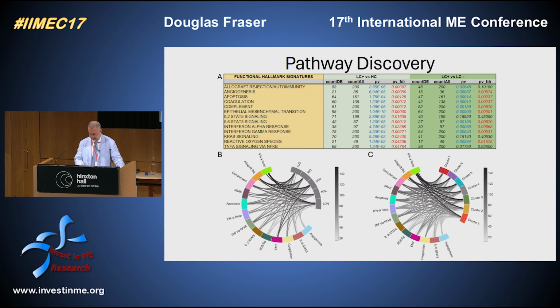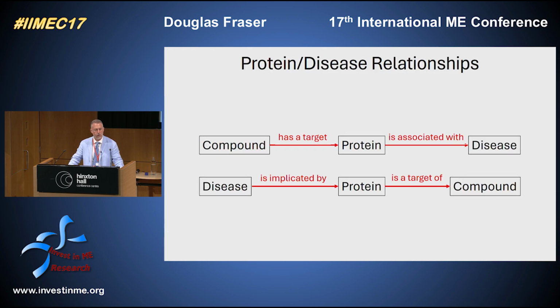So what do we do with this data now to get to drugs? Well, first of all, we have to have some very simple assumptions. The protein-disease relationship is important. In a very simple sense, you have a compound that has a target, which is your protein or proteins, and those proteins are associated with disease. You can take the inverse look at this: the disease is implicated by the protein, and it's a target of the compound. So we go into it with that simple philosophy, and we get into our drug repurposing. If you recall from a few days ago, we did it independently with a group from UPenn, and we came up with the same drugs.